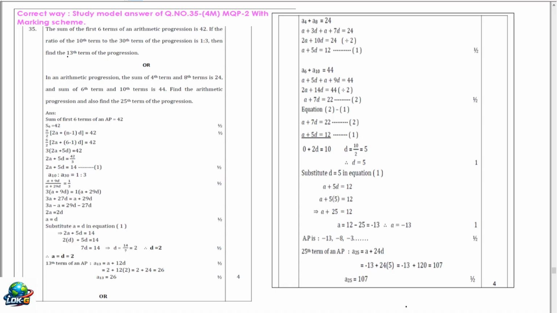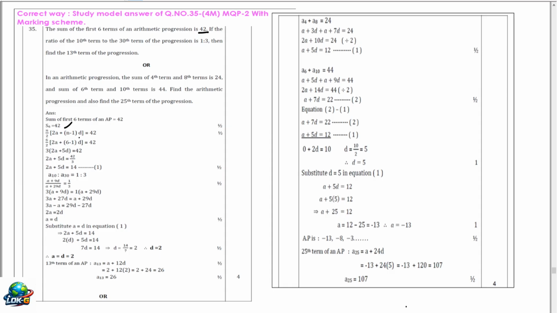Next, from model question number 2. The sum of the first 6 terms of an arithmetic progression is 42. If the ratio of the 10th term to the 30th term of the progression is 1:3, then find the 13th term of the progression. Look at the problem, study carefully. What is given here? The sum of the first 6 terms of an AP is 42, means S6 is equal to 42. Let us work on it.